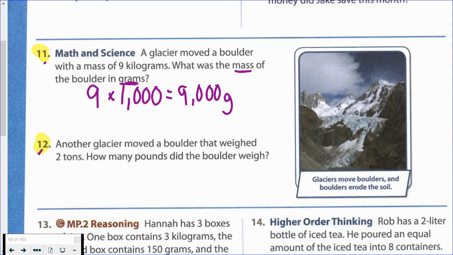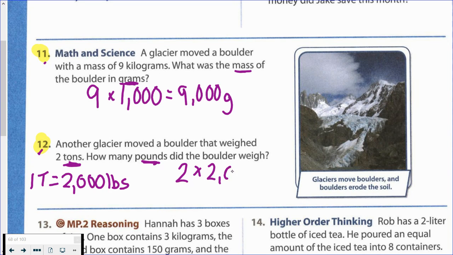Now, number 12. Another glacier moved a boulder that weighed 2 tons. How many pounds did the boulder weigh? Notice now all of a sudden we switched back to tons, which is the customary system of measurement. So here's what I need you to remember. 1 ton is equal to 2,000 pounds. Now notice how we're working with 2,000 instead of 1,000. Not too complicated, but still a little bit more confusing than metric. Okay, so if we have 2 tons, each ton has 2,000 pounds. Solve that multiplication. That will tell you how many pounds the boulder weighed.